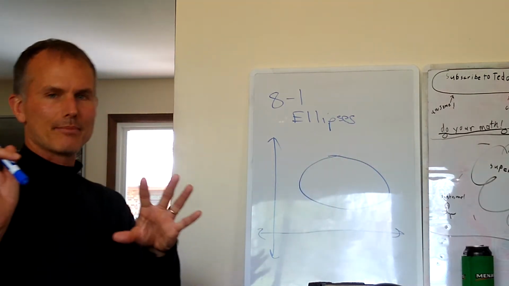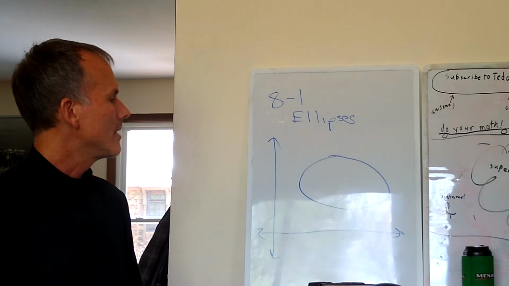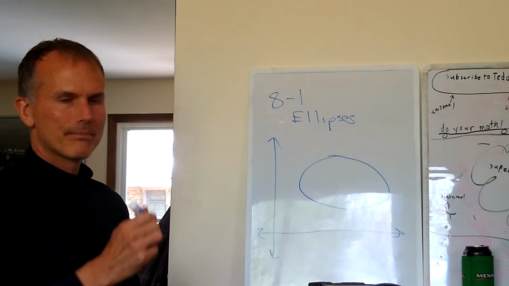So this is the actual ellipse. That's a shape. You may have called it an oval when you were children, but now that we're all adults, we'll call it an ellipse.